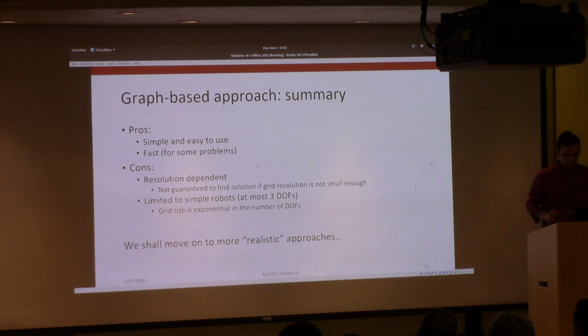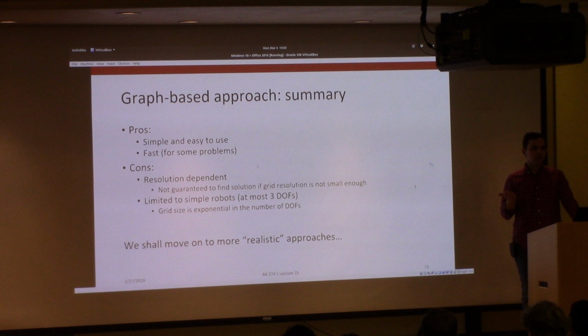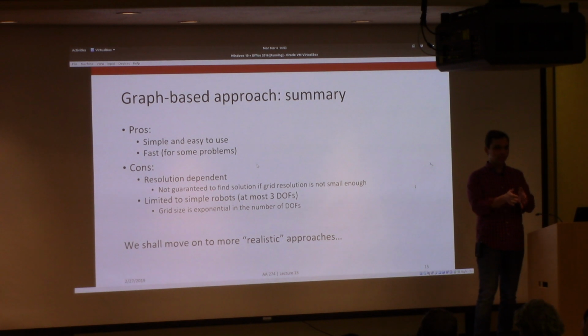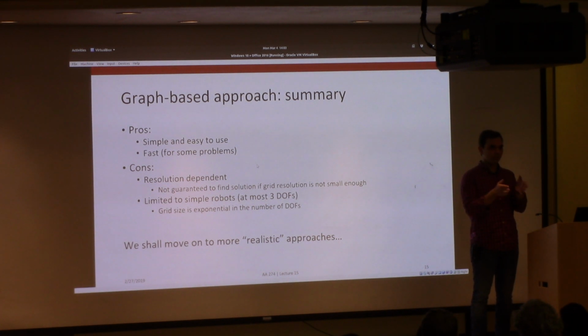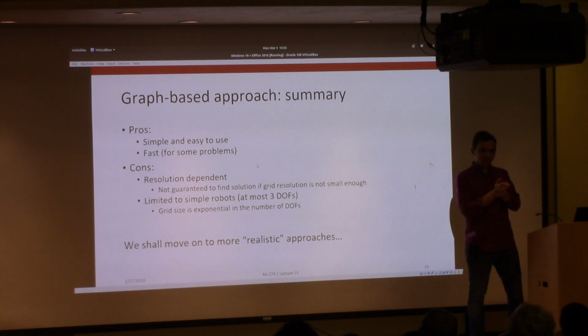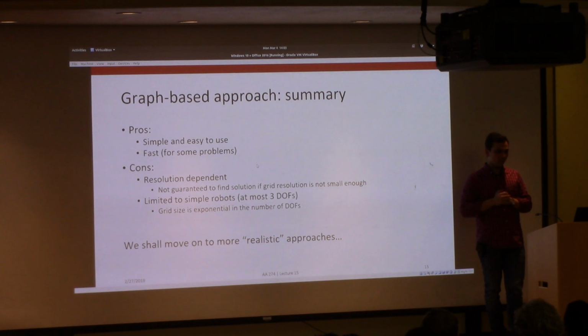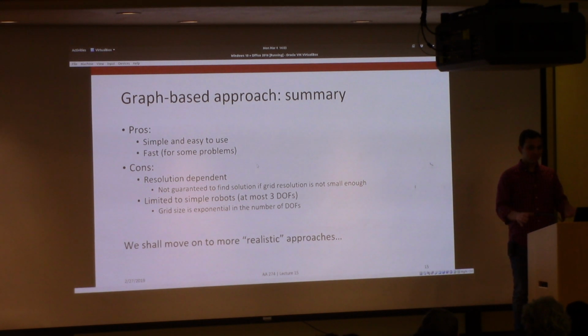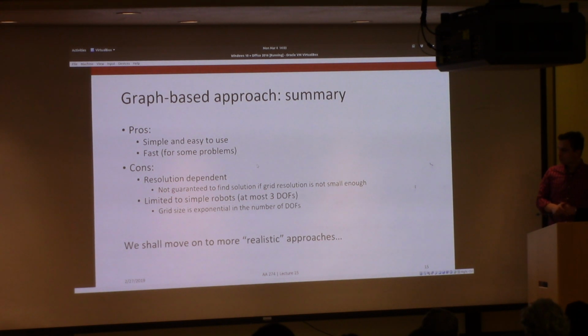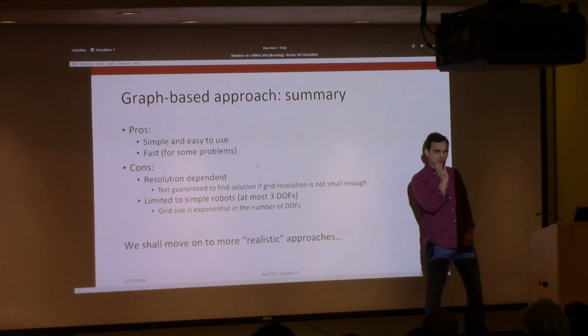In what sense? The first thing is that those algorithms are resolution dependent. We decide a priori what should be the resolution of our grid. It may be that the resolution of the grid that we decided on is not fine enough in order to unravel the narrow path or the narrow passage that we have in our problem. So those techniques are not complete in the sense that they are not guaranteed to find a solution for the original motion planning problem if one exists, in case that the resolution is not correct.